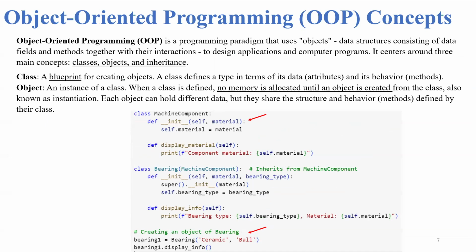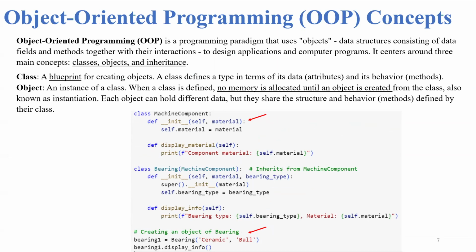Now, let's move on to object-oriented programming. So object-oriented programming is used for storing objects. It centers around three main concepts: classes, objects, and inheritance. So a class is kind of a blueprint for creating objects. A class defines a type in terms of its data and its behavior, such as attributes and methods.